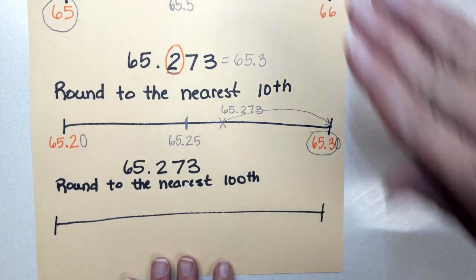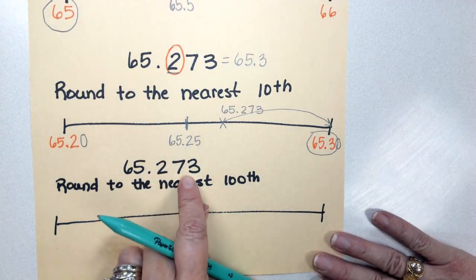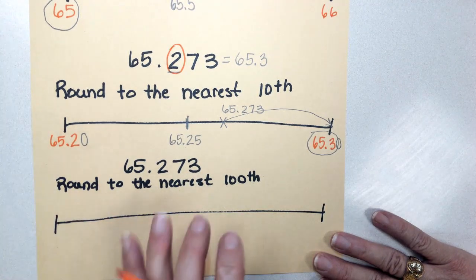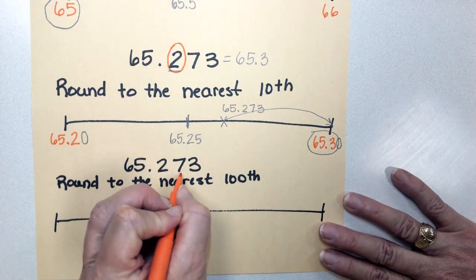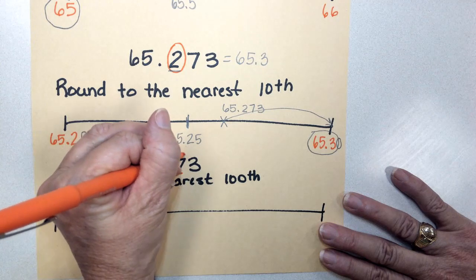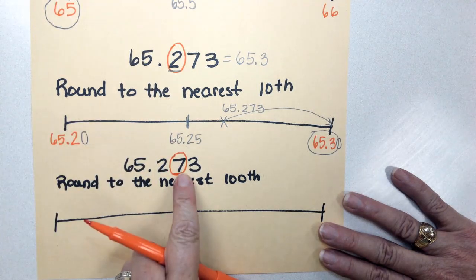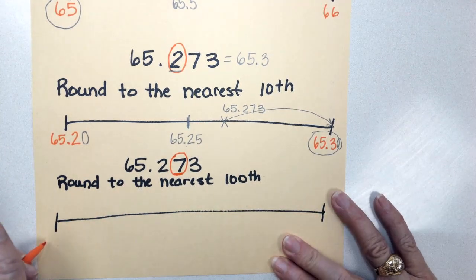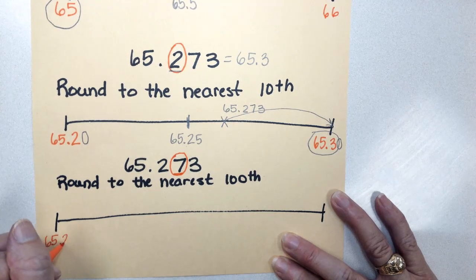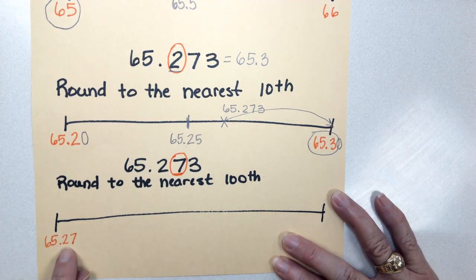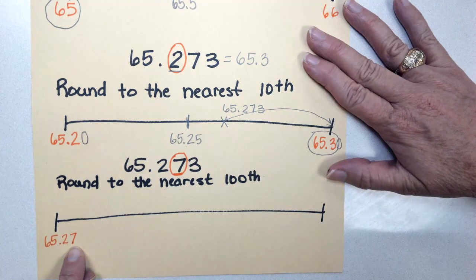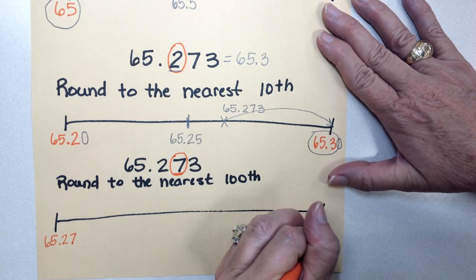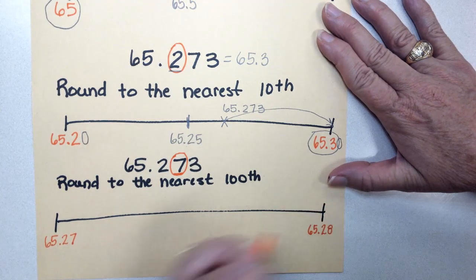Going on to our last example, we have 65 and 275 thousandths, and we're going to be rounding to the nearest hundredth. Again, since I've already labeled the places above, I know that the 7 is in the hundredths place. So I'm going to circle the digit in the hundredths place. And when I circle those numbers, that will help me find my endpoints easily. So I have 65.2, and we're going to keep the 7. So that's 65 and 27 hundredths. And I have to think about what would be the very next hundredth. The very next hundredth would be 65 and 28 hundredths.